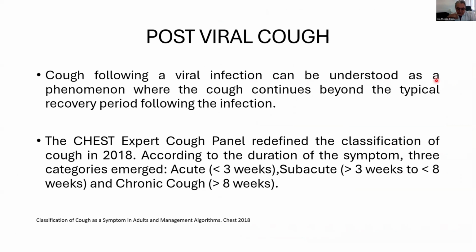Post-viral cough is characterized as a persistent cough that emerges after the resolution of viral infection, driven by complex inflammatory and neural mechanisms. It calls for careful assessment and management, particularly when it progresses into a chronic condition affecting the patient's quality of life. The CHEST expert cough panel classified cough according to the duration of symptoms into acute, subacute, and chronic cough.